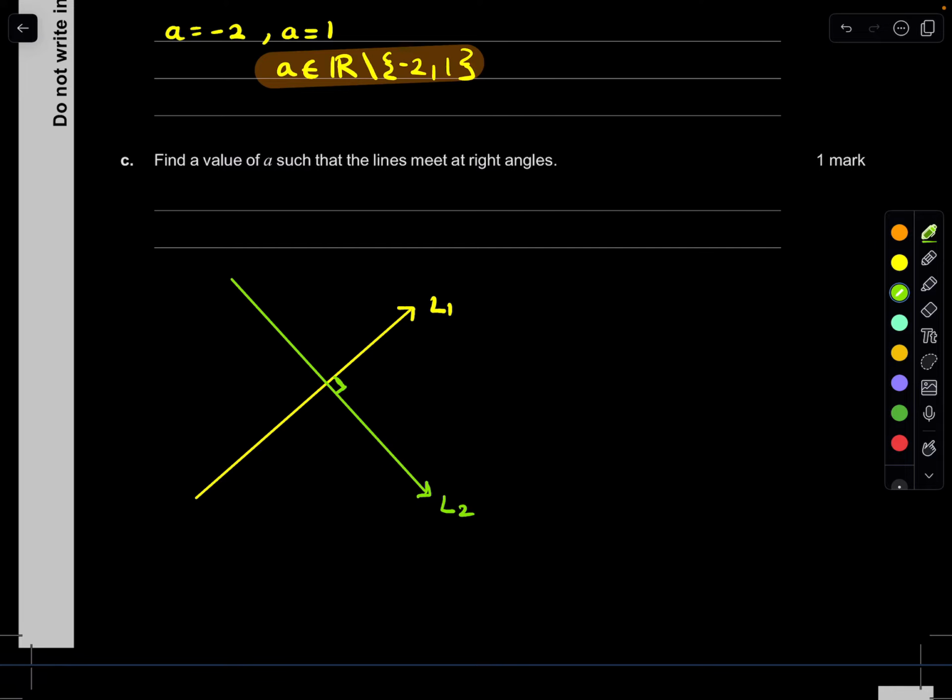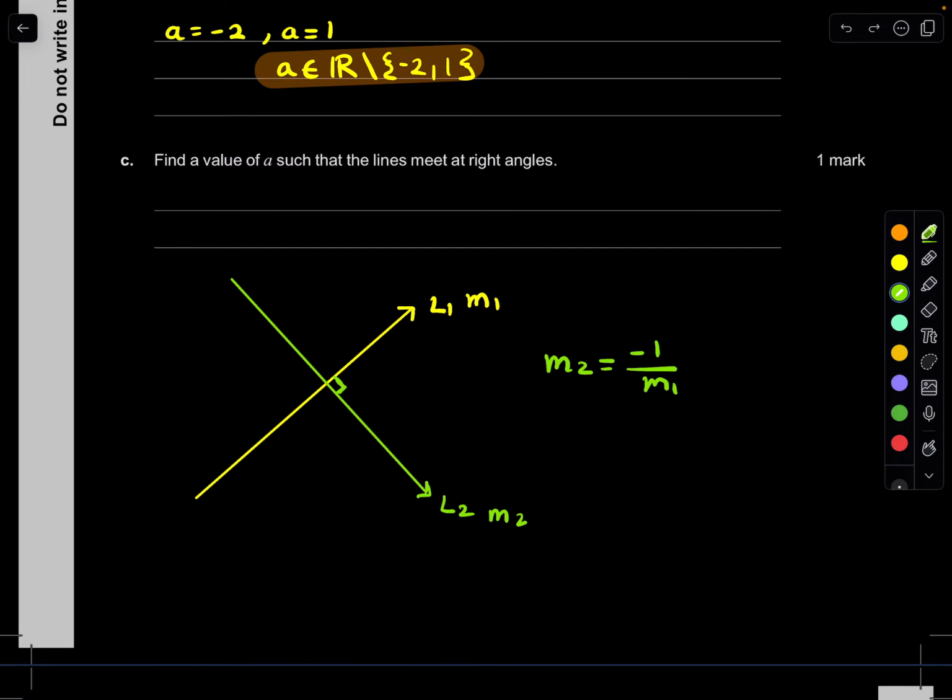If they're going to be meeting at right angles to each other, you should remember the perpendicular gradient. So if this has a gradient of M1, and this one over here has a gradient of M2, then because they are perpendicular, if we were trying to find M2, it's going to be equal to -1 over M1.